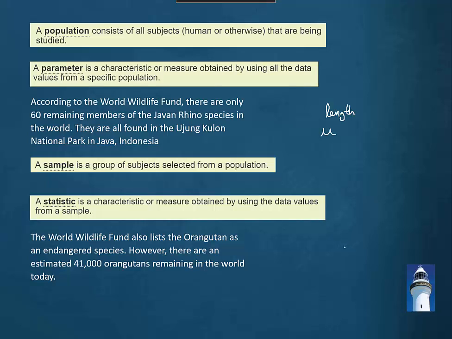The World Wildlife Fund also lists the orangutan as an endangered species. However, there are an estimated 41,000 orangutans remaining in the world today. So it is not feasible here that we would be able to access each member of the orangutan family and measure their length. So in this case, what we would do is generate a random sample, and then from that sample, generate a mean in order to estimate the population mean. And if we did that, then since we would be using sample data, the symbol that we would use to represent that mean would be X bar.